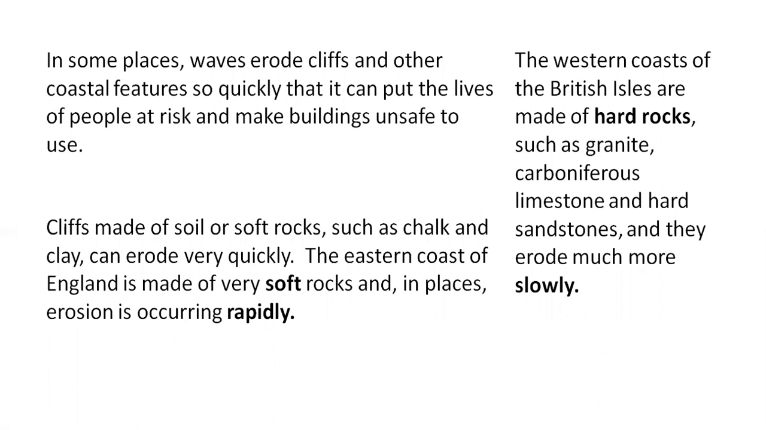In the western coasts of the British Isles, they are made of hard rocks, such as granite, carboniferous limestone, and hard sandstones, and they erode much more slowly. So now you can easily tell the difference between the east coast of England and the western coast. In the eastern coast, it's made of very soft rocks, and the erosion happens very rapidly. In the western part, the erosion happens much more slowly, and they're made up of harder rocks. I hope that part was clear.